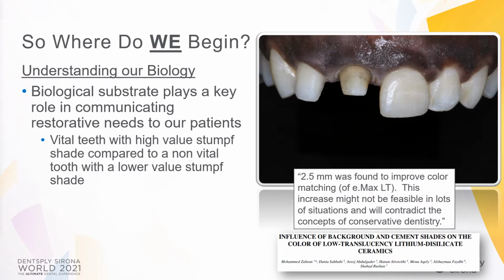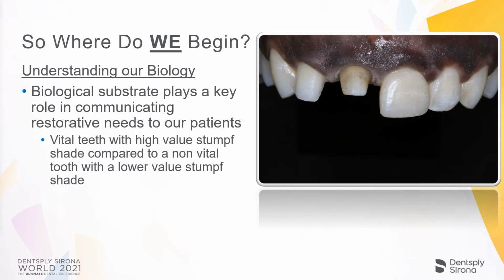If you want to do a tooth in a single visit, there's studies like this one that's quoted below saying that 2.5 millimeters of Emax low translucency was needed to have a low perceivability in our delta E, or in our color change for this tooth. Well, 2.5 millimeters of thickness is really against almost every concept of conservative anterior dentistry. But you have to understand we do have some tricks up our sleeves.